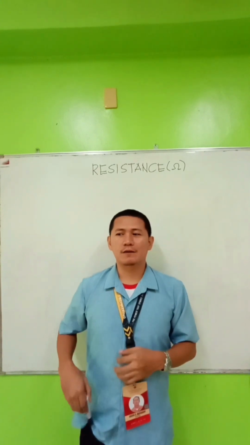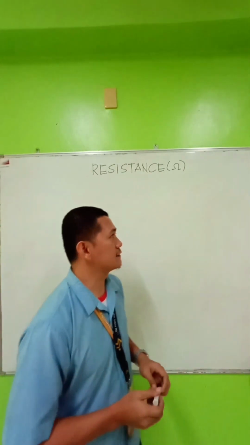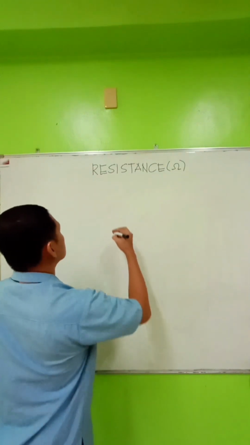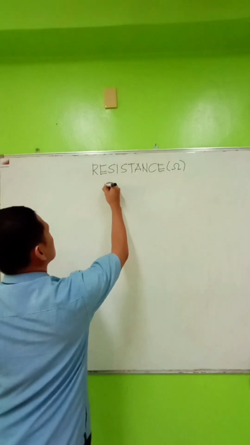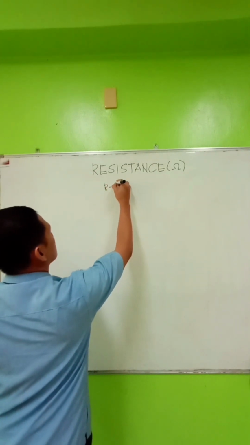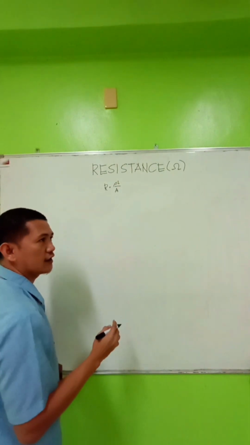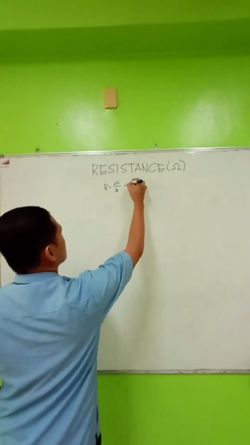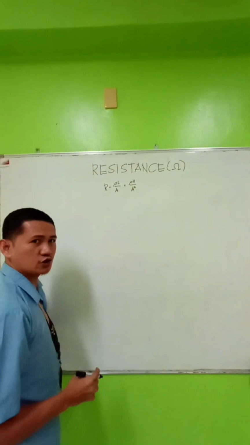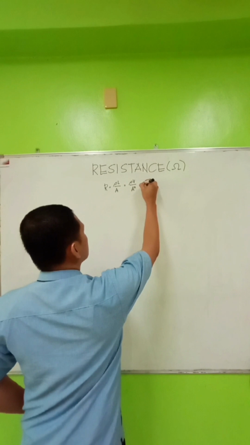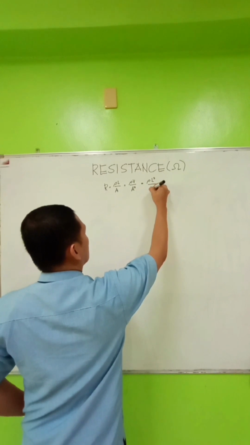Okay, so let's start our discussion with the formula of electrical resistance. To recall, resistance is equal to the resistivity times length all over the cross-sectional area. The second formula for resistance is resistivity times volume all over the square of the cross-sectional area. And the third formula is resistivity times the square of the length all over the volume.